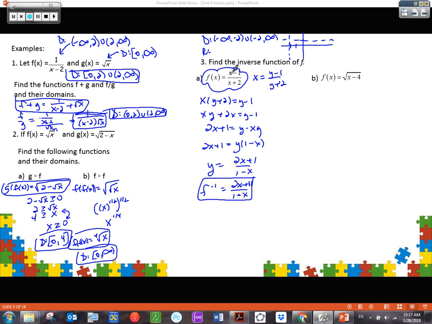The zeros of this, remember we set the numerator equal to 0. That's how we get the zeros. That would be at 1. So when x is 1, y is 0.